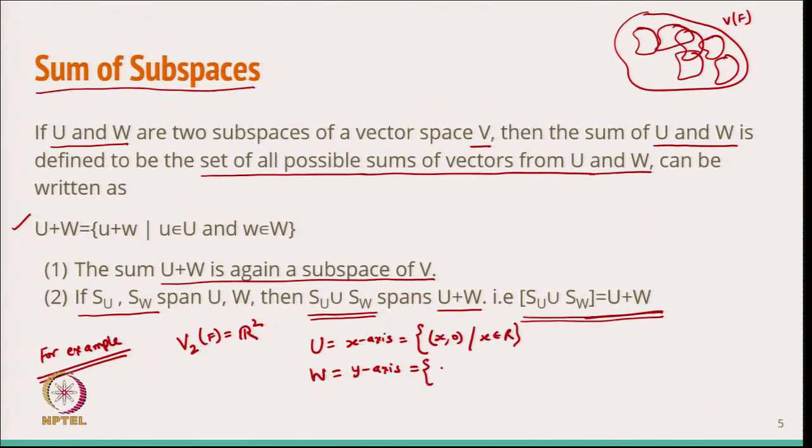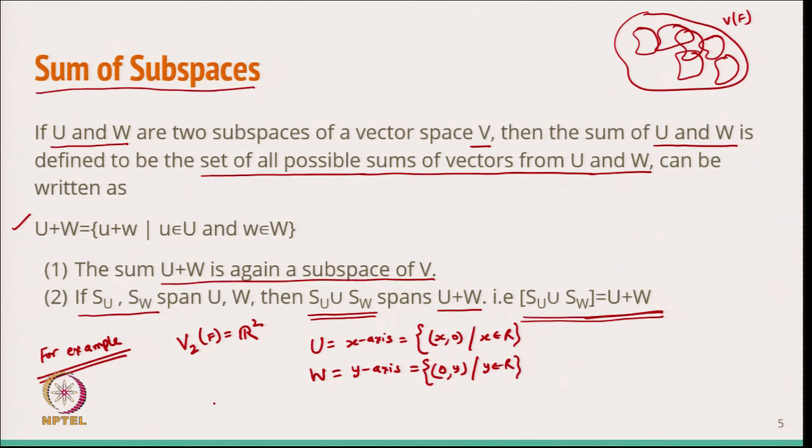So, that will contain the element (0, y) where y is a real number. These two subspaces I am taking, and it is a subspace because you can see that (0, 0) is contained in U and (0, 0) is contained in W also, and all other properties are satisfied. So, the additive property, vector addition and scalar multiplication, is satisfied. So, this is a subspace of V2, that we know.